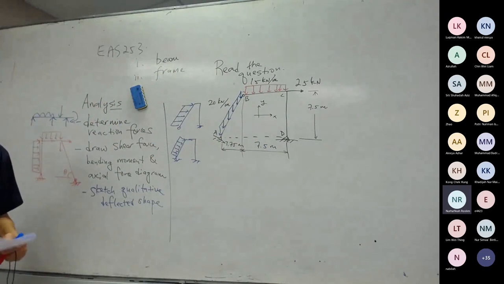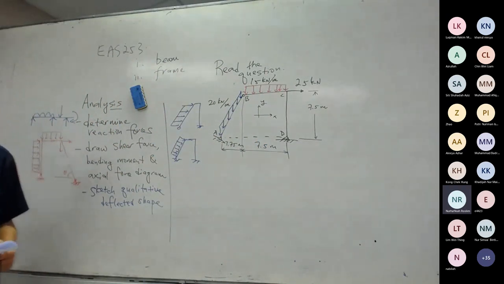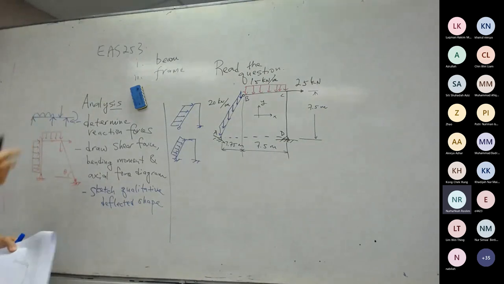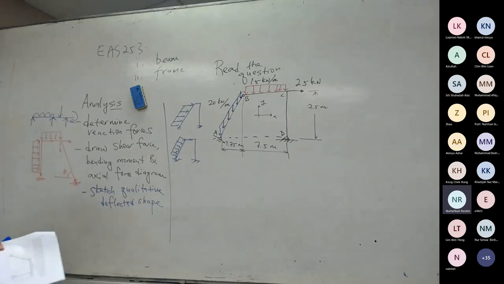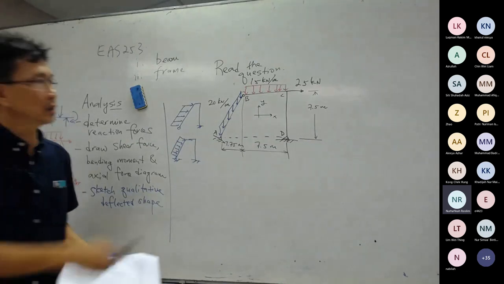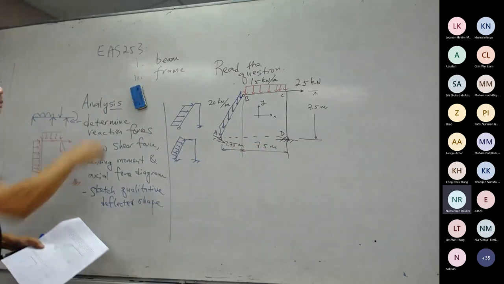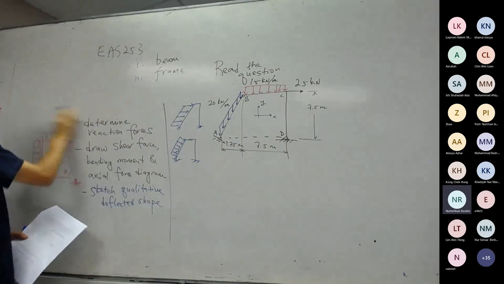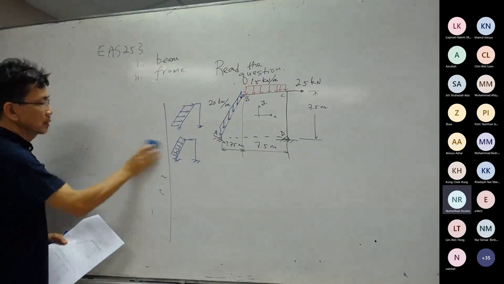Okay. Now, the question here asks, determine the reaction forces only. Later we will also extend to how to get the bending moment, shear force diagram and also axial force diagram. But the first thing that we need to determine is the reaction forces. When you want to get the reaction forces, this is where you need to know the type of support. So the type of support here is pin and pin. So for pin and pin, how many reaction forces and in which direction do we want to use?